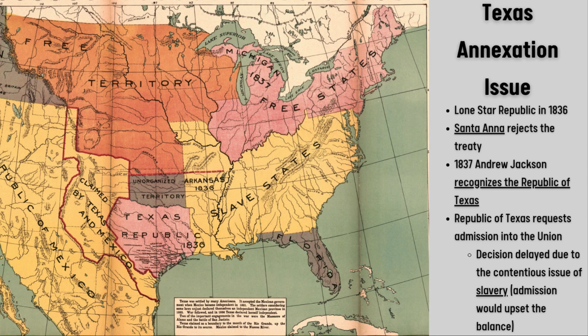Now, here's the crux of the issue: the contentious topic of slavery. Admitting Texas as a state threatened to disrupt the fragile balance between free and slave states. This delay in decision making was not just a political maneuver, it highlighted the growing divisions within the country. Consider the broader implication. How does the balancing act of power influence political decisions? Keep this question in mind moving forward.